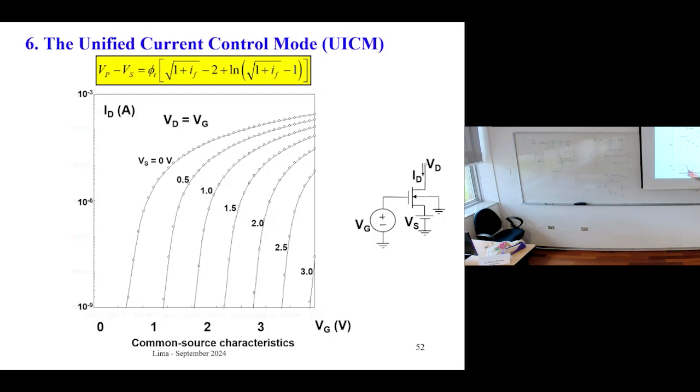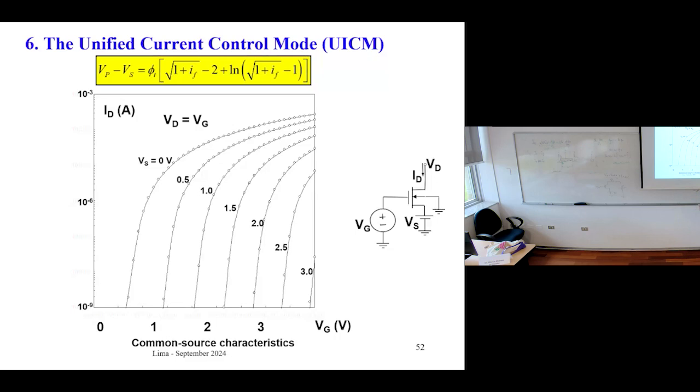This set of characteristics corresponds to this circuit here. For various values of Vs, the first one is Vs equals 0, so the source is connected to ground. Under this condition, Vd equals Vg. So you have a short circuit here and a short circuit here. This is what we call the MOSFET configured as a diode. We have a short here, a short here. It becomes a two-terminal device. It's a diode.